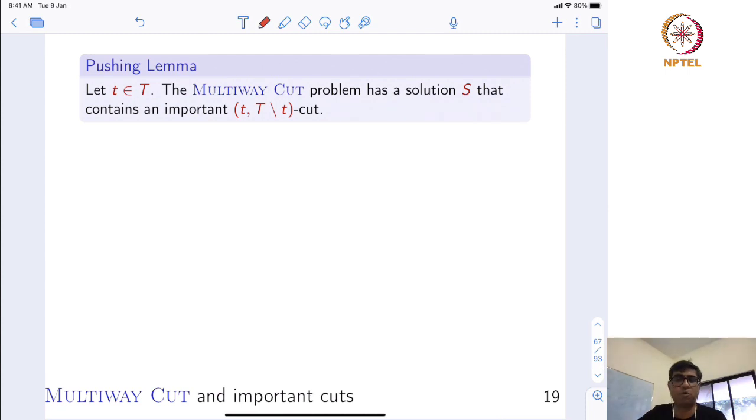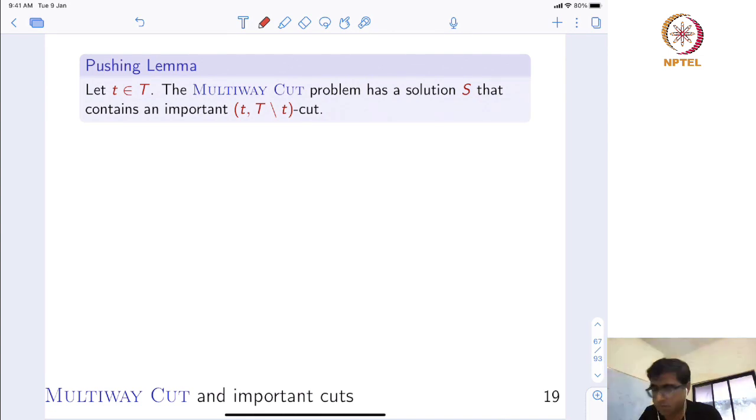to one of the important cuts, because the property of an important cut is, look at this important cut, I cannot push this further without violating either the solution size constraint, or the fact that R is not contained inside this. Okay, so this is what we are going to show: this pushing lemma has a solution S that contains an important T minus T cut. This is it. Proof, before we go to proof, here it is.